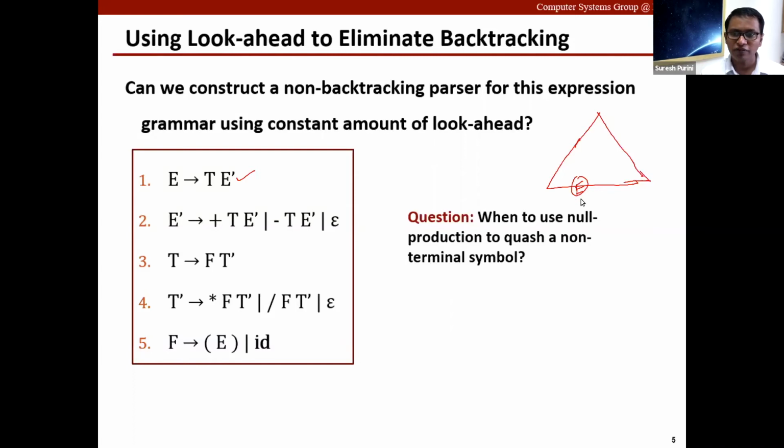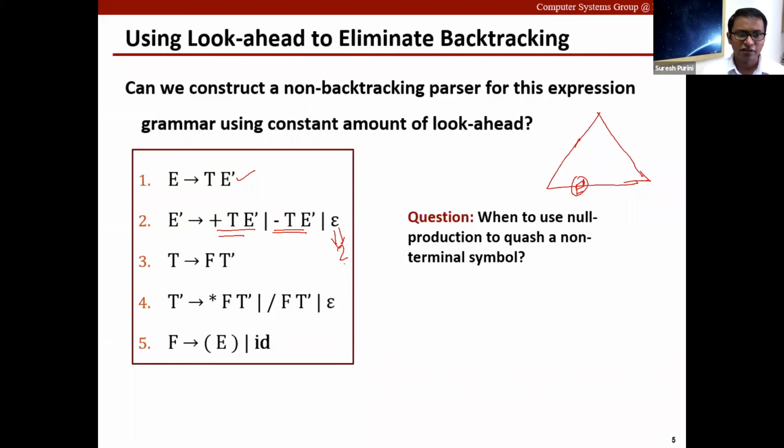But on the contrary, if the current non-terminal symbol to expand is E prime, then there are three possibilities: plus T E prime, or minus T E prime, or epsilon. If the next input symbol is plus, then you want to use the first substitution rule. If the current look ahead symbol is minus, then you want to use the second substitution rule. But it is not clear when do we use the third substitution rule, that is E prime goes to epsilon. So that's an important question.